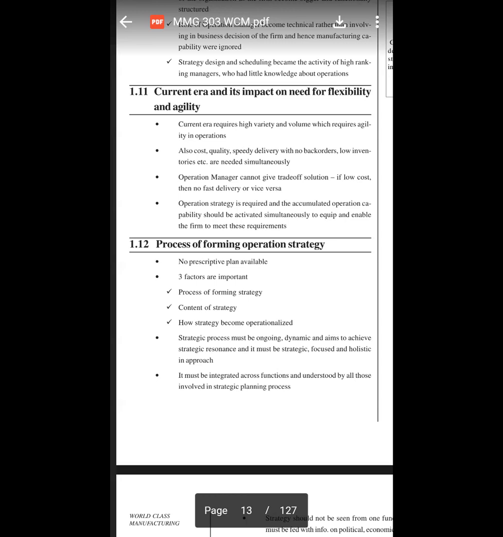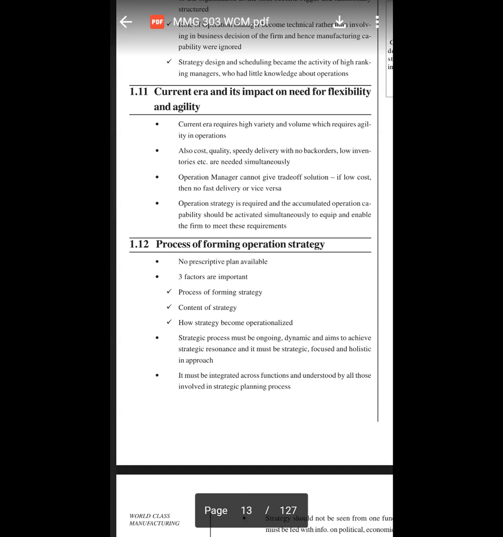Also the cost, quality, speedy delivery with no back orders and low investment are needed simultaneously. Definitely, when you are working in any organization, you require quality, you require speedy delivery of the product. Why? Because whenever the customer needs any kind of product, it is the responsibility of the company to provide that product to that customer as early as possible.